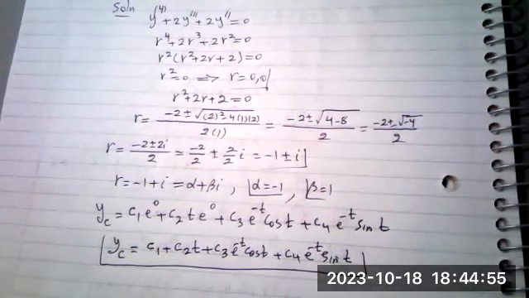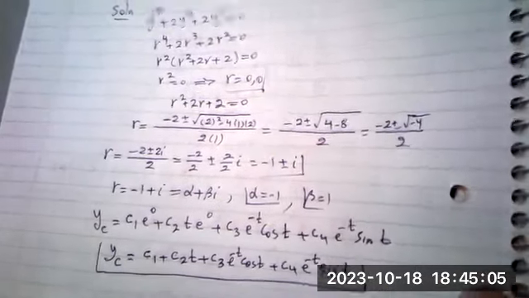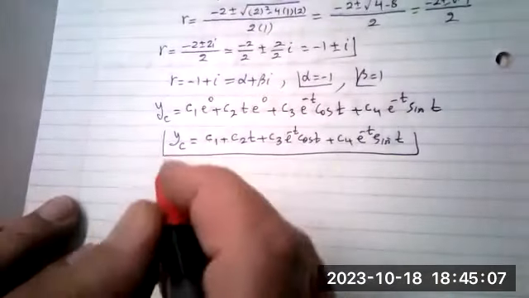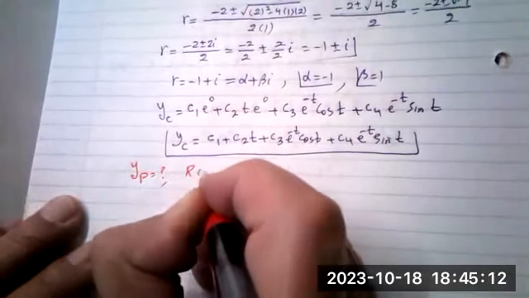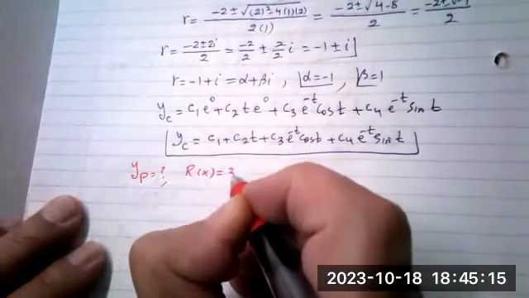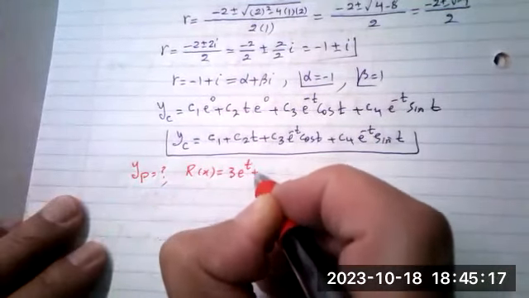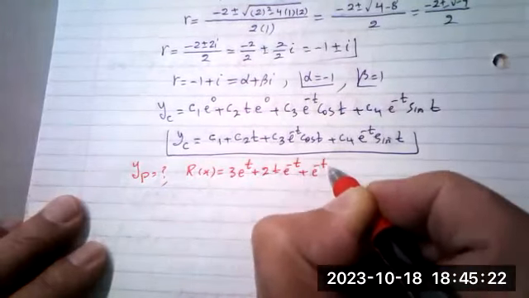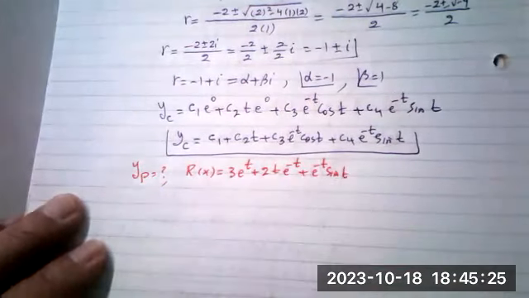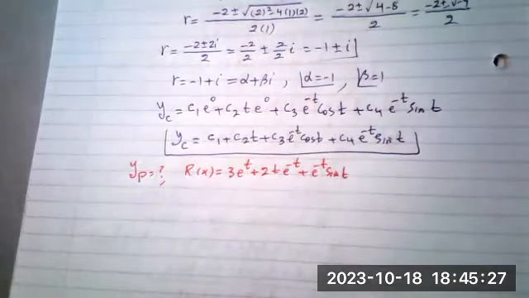So the target is going to be just solving this type of equation for us. Now bring the r of x and check the yp. So there you are, what is going to be yp? r of x is this one: 3e to the t plus 2t e to the -t plus e to the -t sine t. This is what you have, three types of function: exponential, polynomial times exponential, and the trigonometric one.